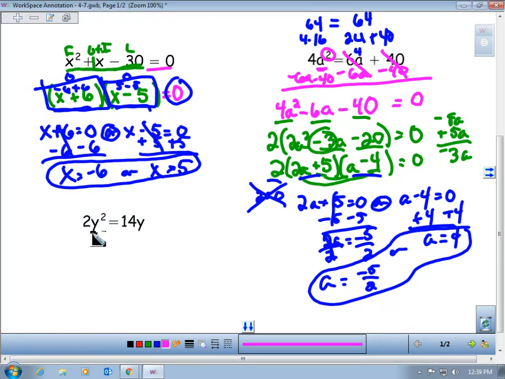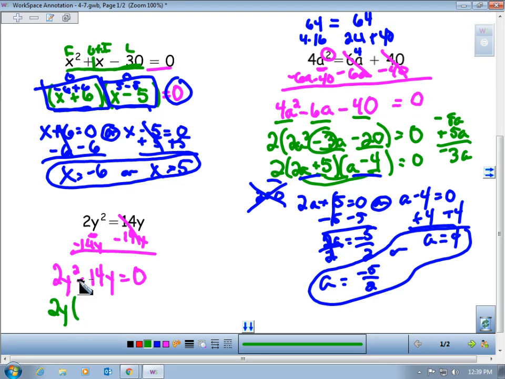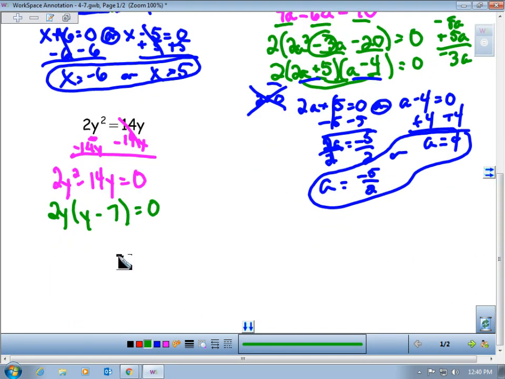Same thing. I got this larger term here. I like for it to be positive. So I'm going to move the 14y over here. So I get 2y squared minus 14y equals 0. Now I'm going to factor this side. Well, gosh, I see a common factor of 2y. And then I'd be left with y minus 7 equals 0. Gosh, guys, can I factor the y minus 7 any? Nope. So I'm really done factoring here.